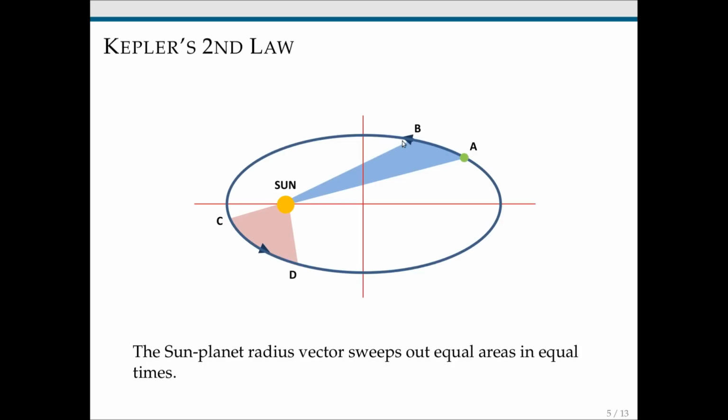Now, if these two areas are equal to each other, then Kepler's second law states that it takes the same amount of time for the planet to go from point A to point B as it does to go from point C to point D. But the distance between point C and point D is much longer than the distance between point A and point B, which means that the planet must be traveling faster as it's closer to the sun than when it's further away.